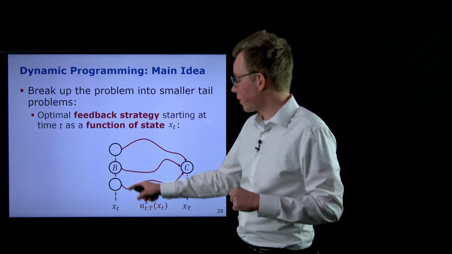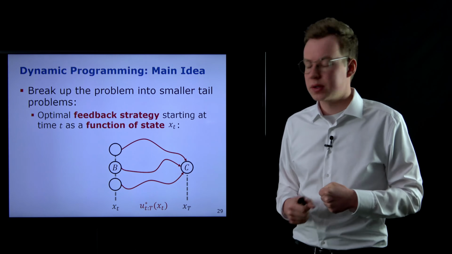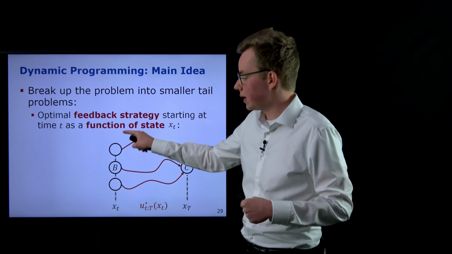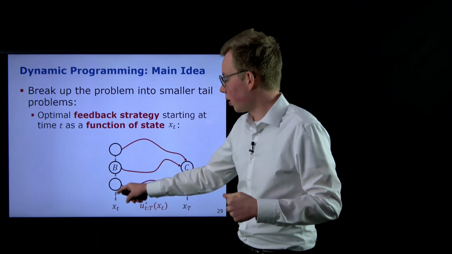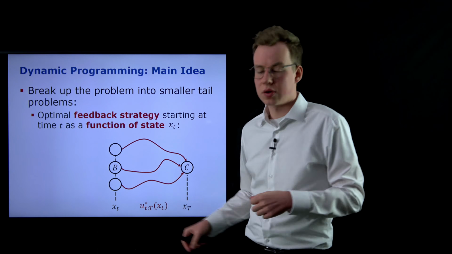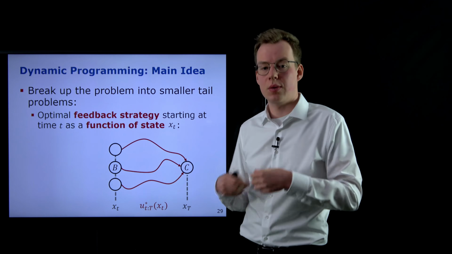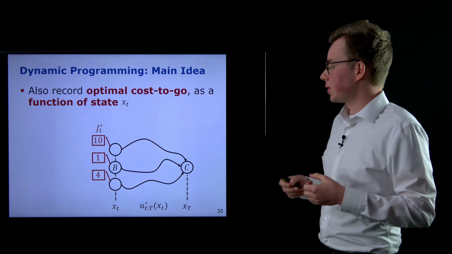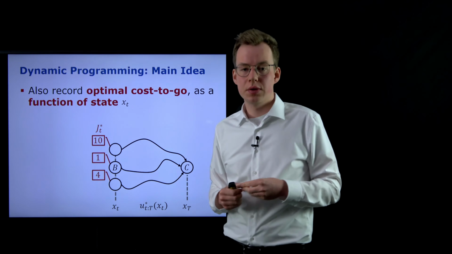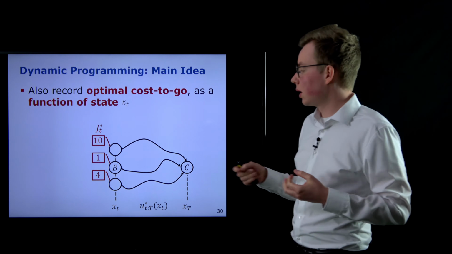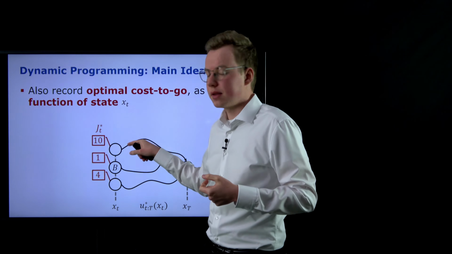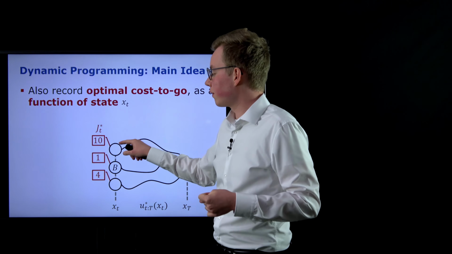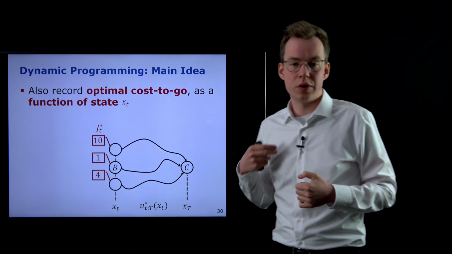And so the controls that we compute are not a fixed sequence of controls, but rather they are a function of the state that I will be at. So we have to compute this entire function, meaning we have to find the controls for all possible states. And in addition to that, we will also record the optimal cost to go, which is the cost that we incur if we follow the optimal plan, meaning the cost that we have to pay even if we played optimally from here onwards into the future.